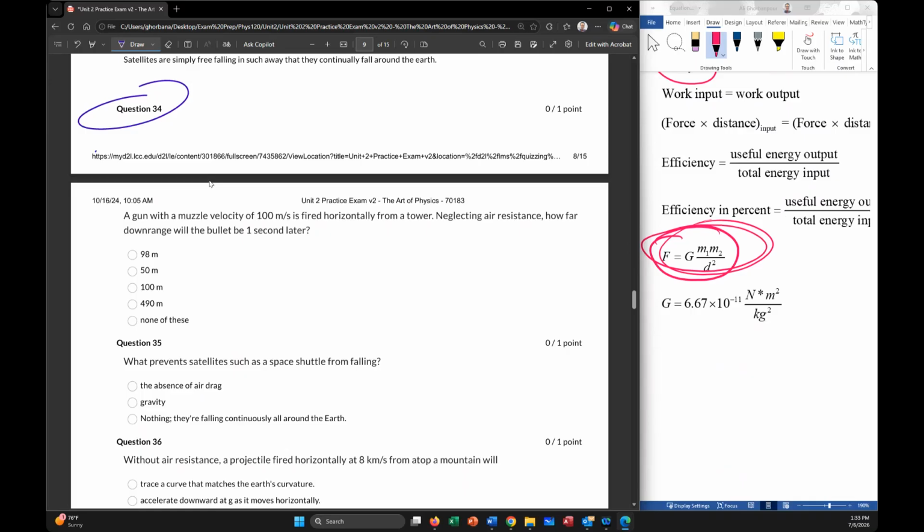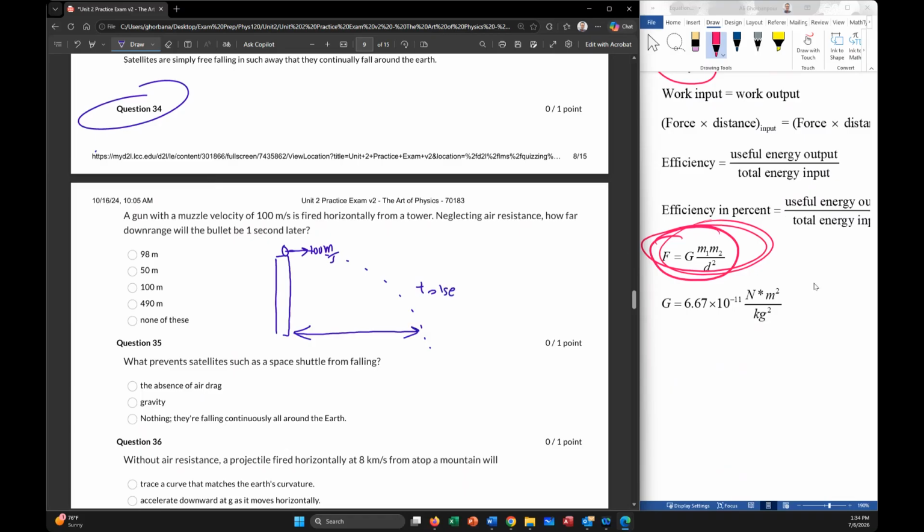So it's telling us it is from a tower. Let's say this is a tower, yes? Good. And it is 100 meters per second, horizontally, and how far does it reach down range towards the ground, yes? It's asking how far down range the bullet will go 1 second later. How many seconds later? 1 second later.